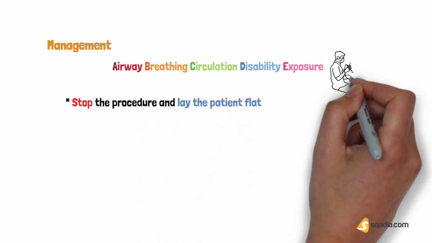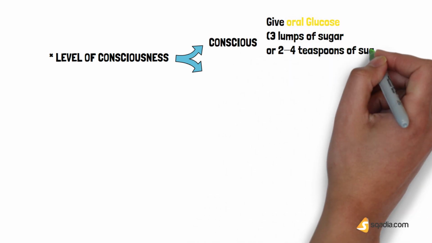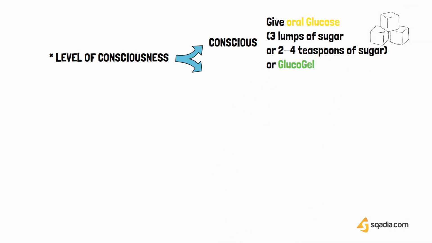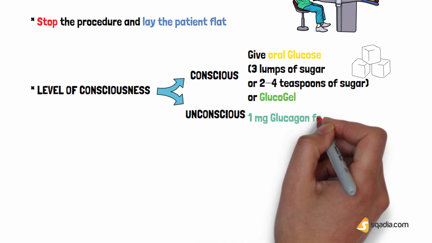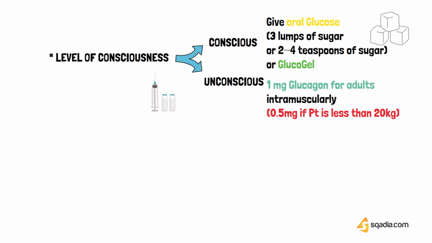If the patient is conscious, then we need to give oral glucose in the form of either 3 lumps of sugar or 2 to 4 teaspoons of sugar or Glucogel, which is readily available. But if the patient is unconscious, we're going to administer 1 milligram of glucagon intramuscularly or subcutaneously.